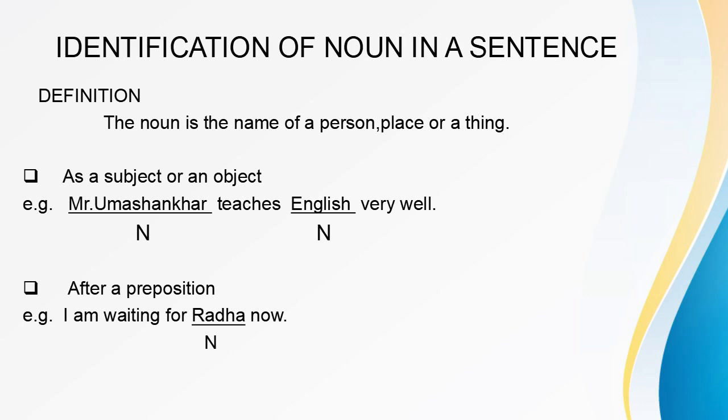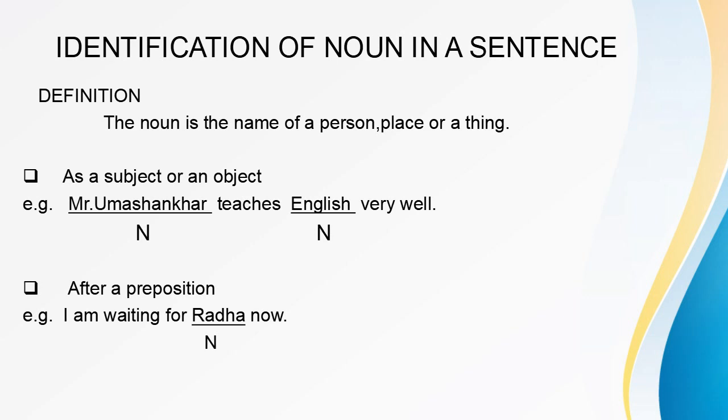How to identify a noun in a given sentence? See the first point: as a subject or an object. You all know what is subject. The subject is the one which does some action in the sentence. The object is the one which bears the result of an action done by the subject.